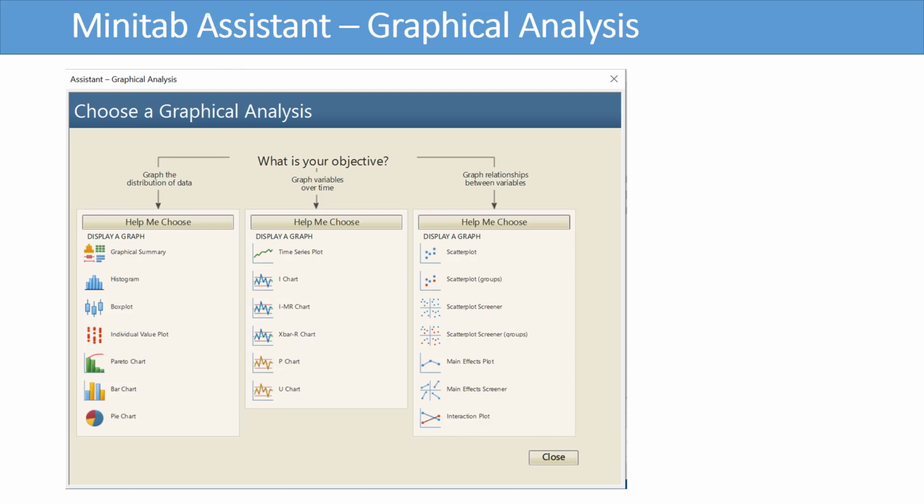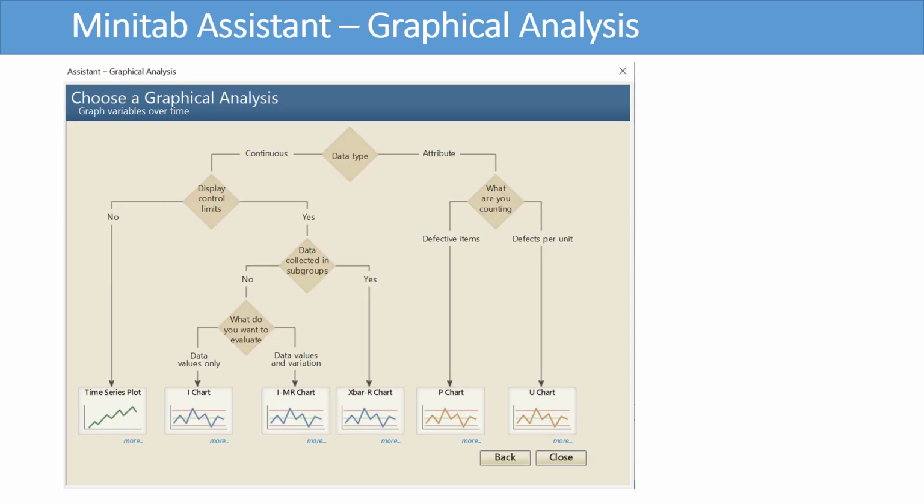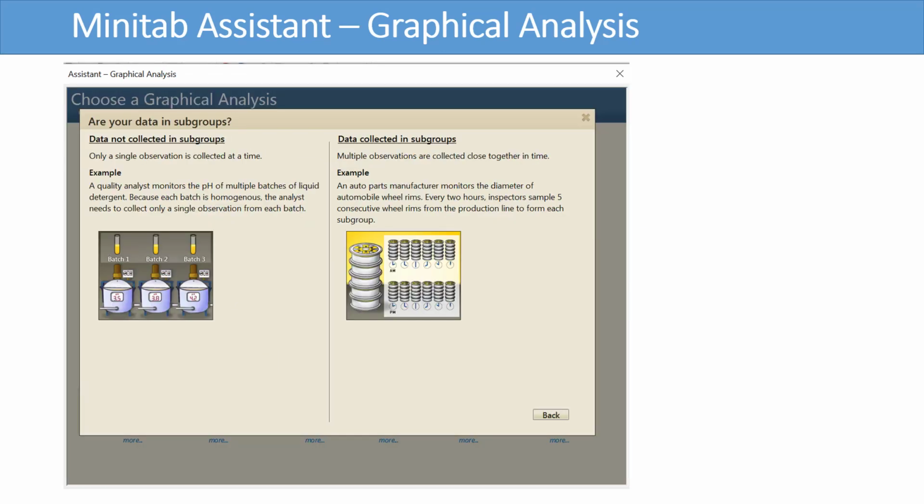However, if you select graph variables over time, and before you have to pick one of the 6 possible charts, the assistant offers to help you choose. Clicking Help Me Choose takes you to a full flow chart that reveals important considerations in choosing which chart to make. Each decision point on an assistant flowchart is clickable, so if you click Data Collected in Subgroups, you get helpful content, with an example, to help you decide whether you have subgroups or not. Click Back to go back to the entire flowchart.